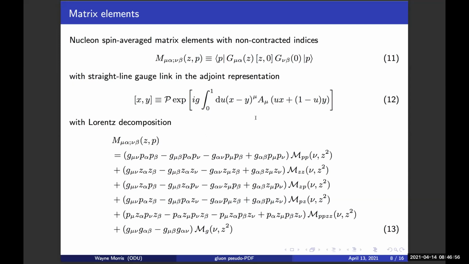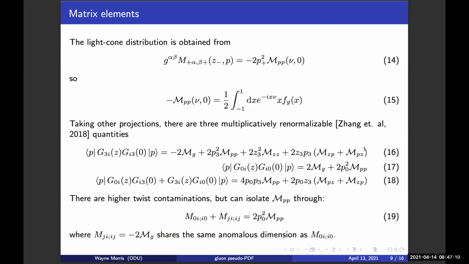Of course, we use the straight line gauge link with the adjoint representation. And then we have this Lorentz decomposition of this matrix element. Now, if I take the light cone projection, the only surviving term is this MPP term. And so that is what we want to look for, because this is the Ioffe time distribution that gives us our gluon PDF. So the idea is to isolate the MPP term in our calculation.